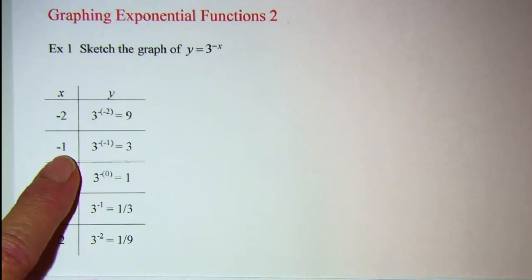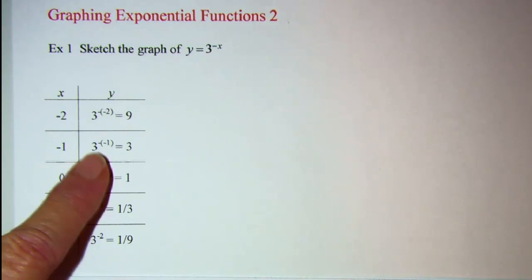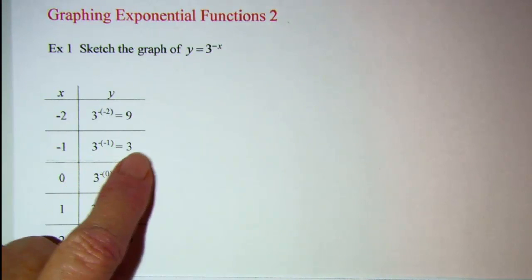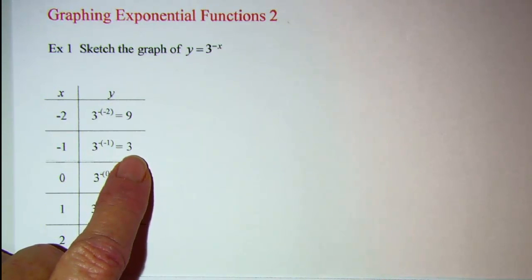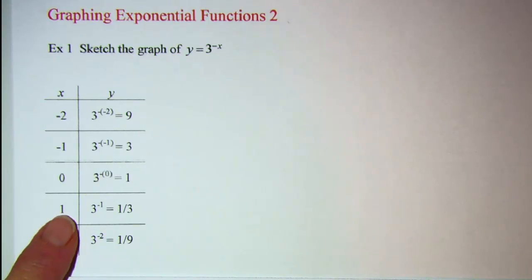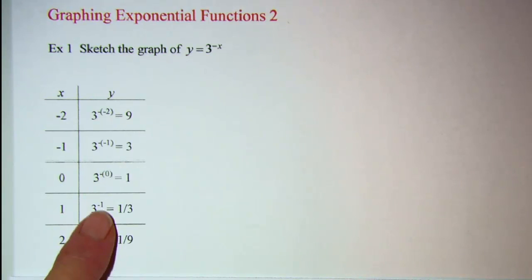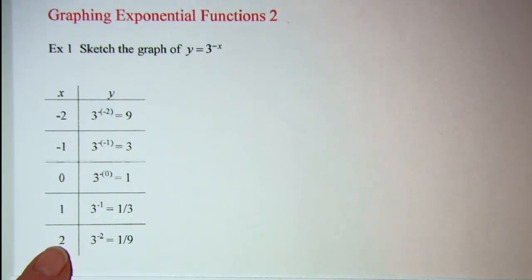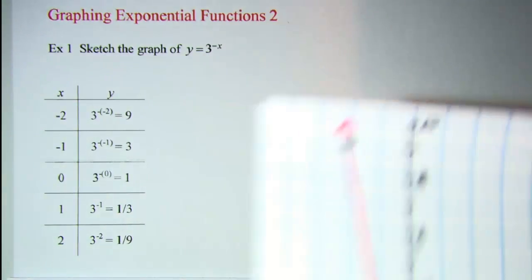And then if x is negative 1, we have 3 raised to the negative negative 1, which is just 3 to the first, or 3. When x is 1, we have 3 to the negative 1, which is 1/3. And then when x is 2, we have 3 to the negative 2, which is 1/9. Now we're just going to plot those points.